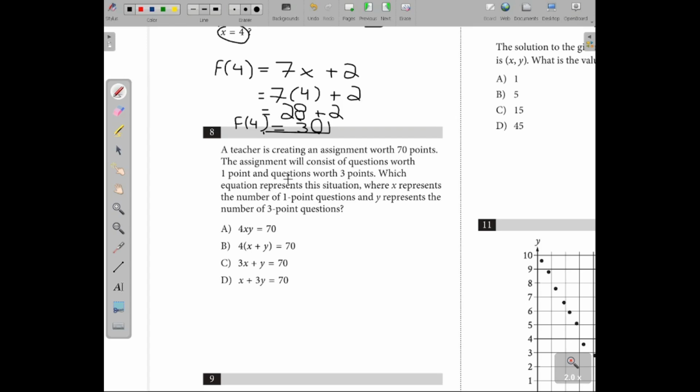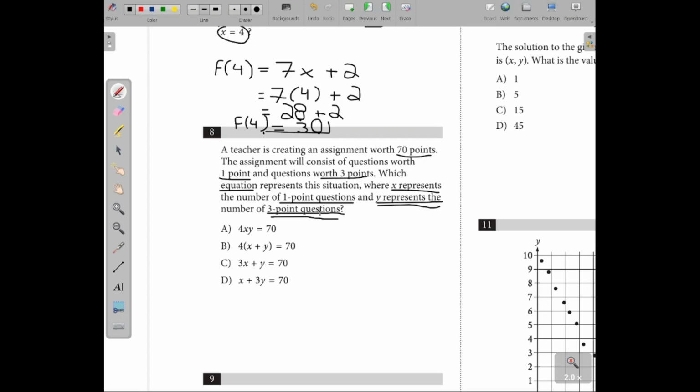Now for number 8. A teacher is creating an assignment worth 70 points. The assignment will consist of questions worth 1 point and questions worth 3 points. We have two kinds of questions. Which equation represents this situation? We need to find an equation where x represents the number of 1 point questions and y represents the number of 3 point questions.